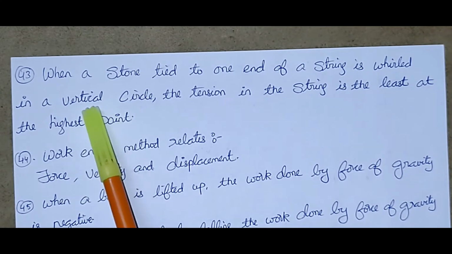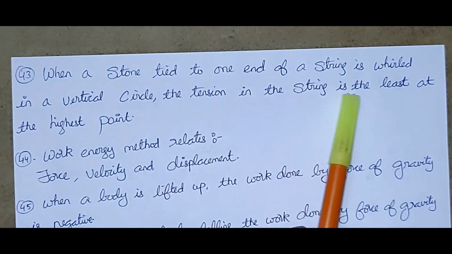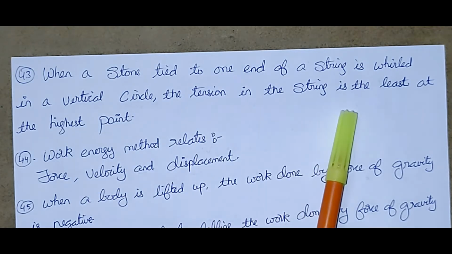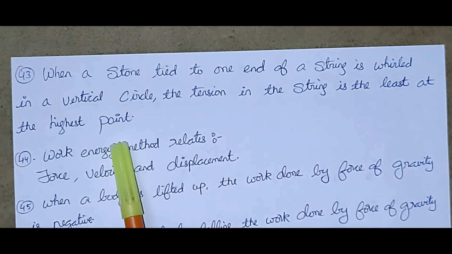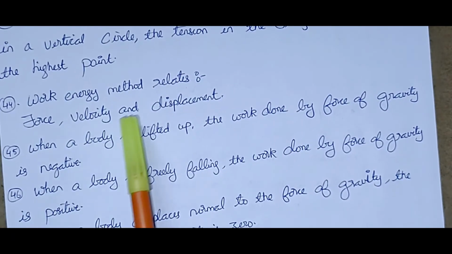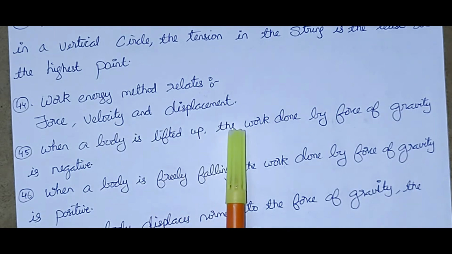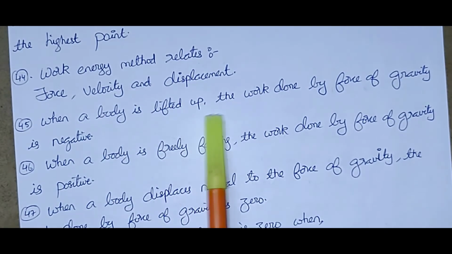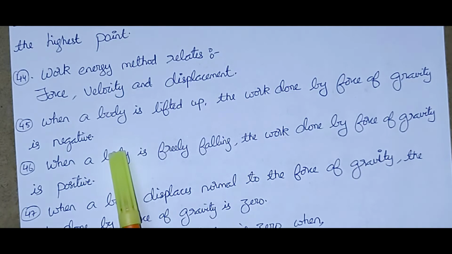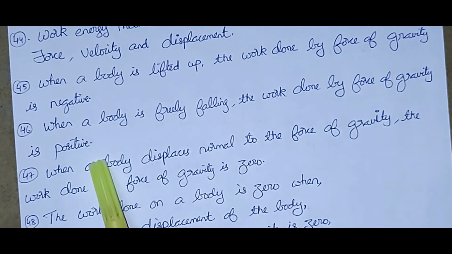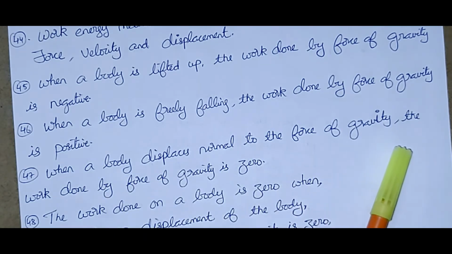Right. When a stone tied to one end of a string is whirled in a vertical circle, the tension in the string is the least at the highest point. The work-energy method relates force, velocity and displacement. When a body is lifted up, the work done by the force of gravity is negative. When a body is freely falling, the work done by the force of gravity is positive. When a body is displaced normal to the force of gravity, the work done by the force of gravity is zero.